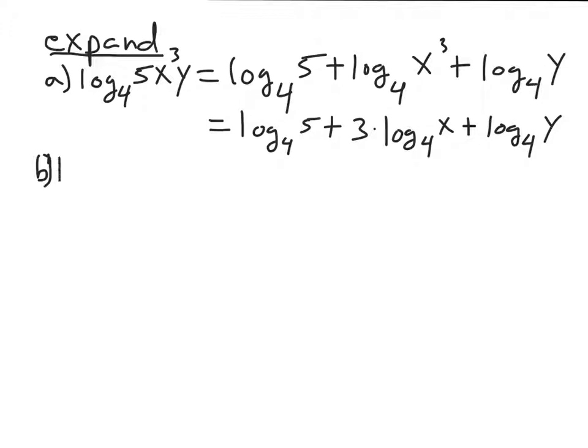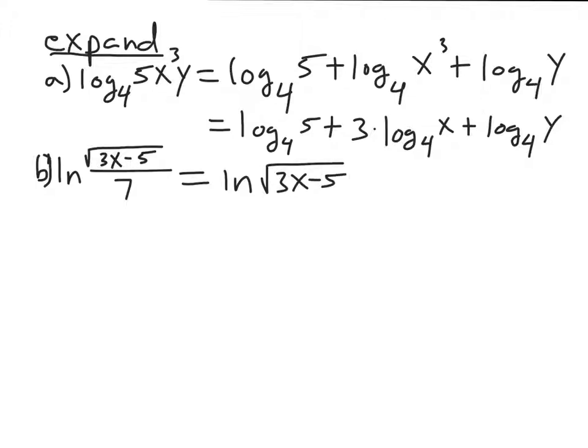Let's do another one. Let's do ln. Let's pick some funnier terms that may or may not work out nicely: the square root of 3x minus 5, all over 7. The very first thing I see there is that the fraction is a division sign. So I would take these 2 terms and split them up with subtraction. And you see how I've expanded it now, as before it just had one ln. Now it's the difference of 2.